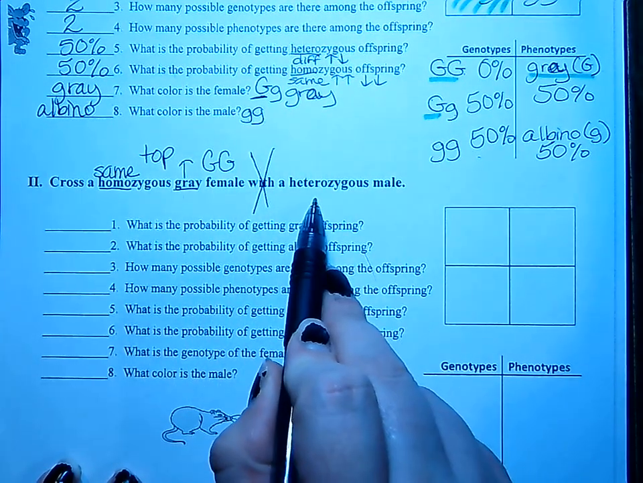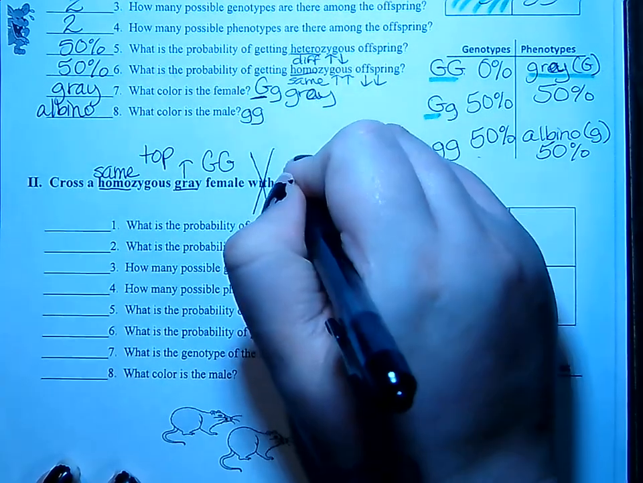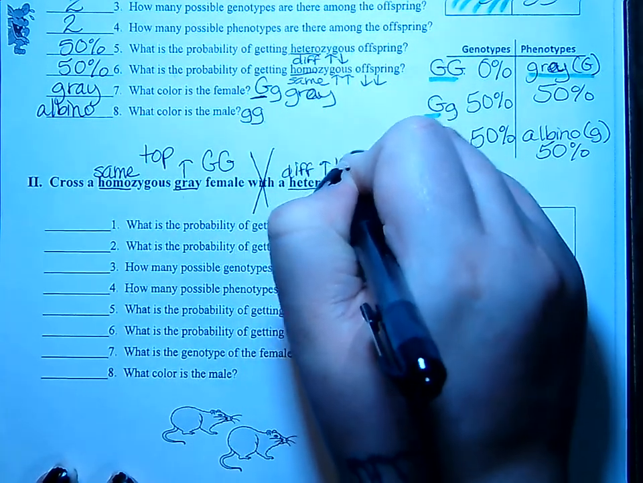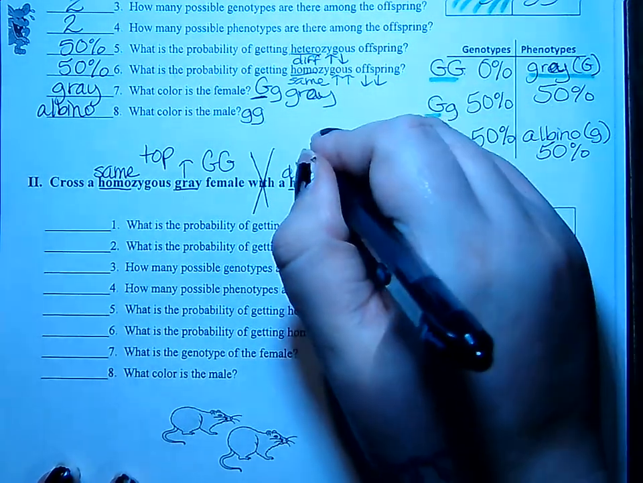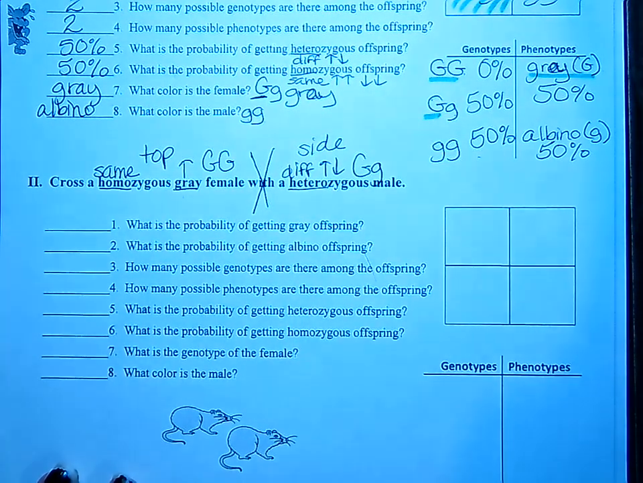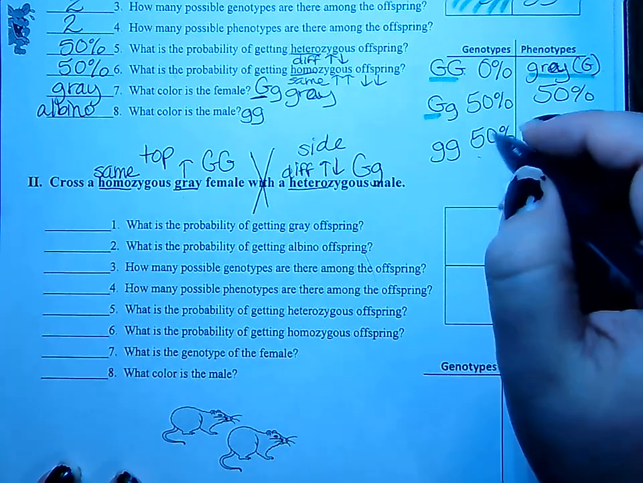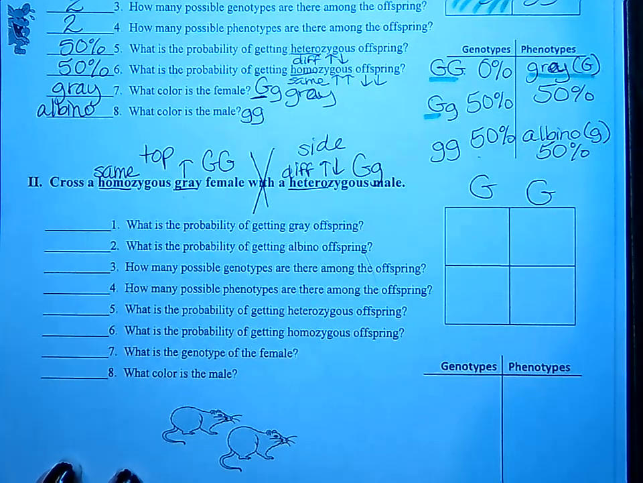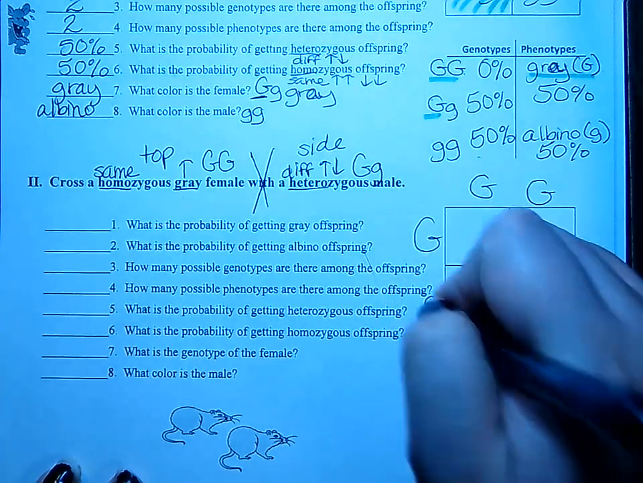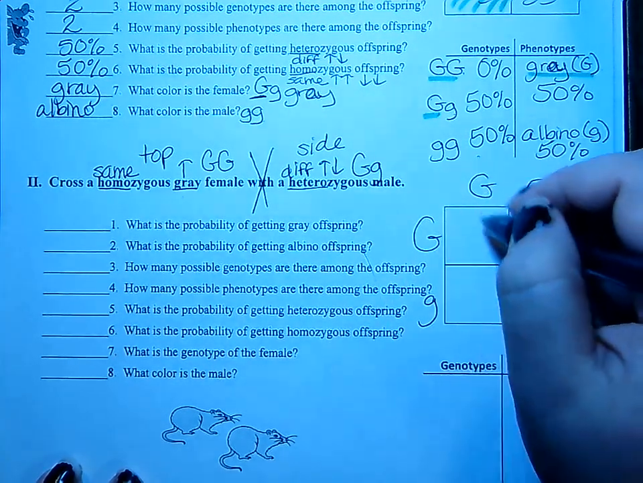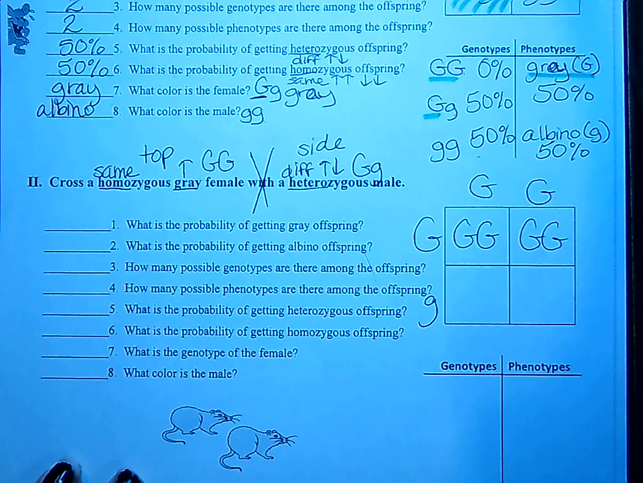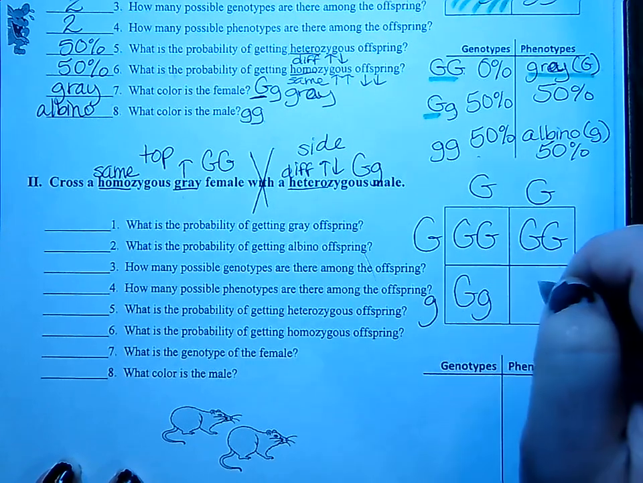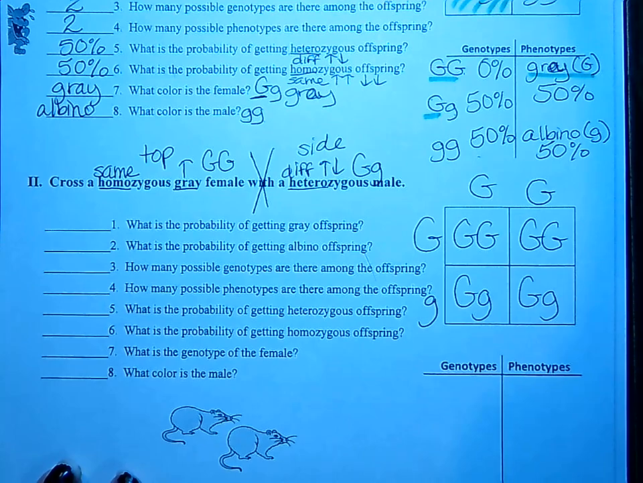For the male, we have heterozygous. Remember, that means different, or big G, little g. And this one's going to go on the side. So let's now do our Punnett square. Big G, big G. Big G, little g. Now let's match them up. Big G big G, big G big G, big G little g, big G little g.